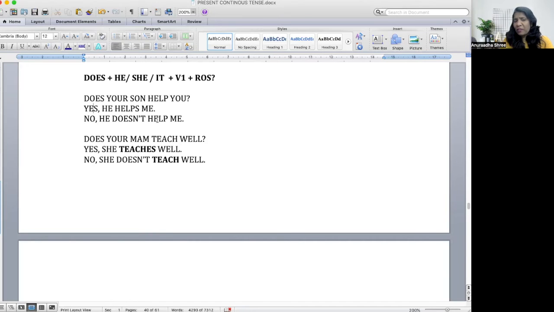We already learned in the previous class how to make the positive and negative sentence. So based on the question, you can use the right helping verbs or verb. Does your mam teach well? The answer is yes, she teaches. So singular, V5. No, she doesn't teach. You're not supposed to use V5 there; you need to use V1.